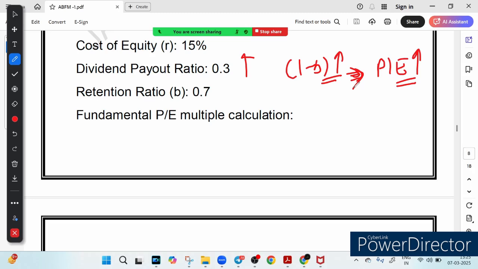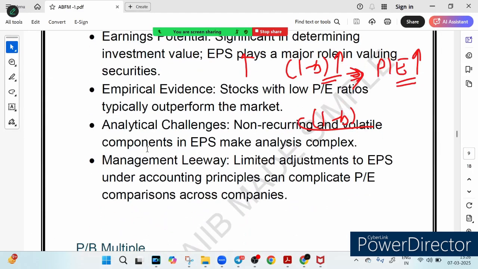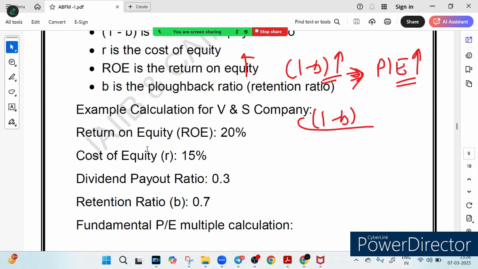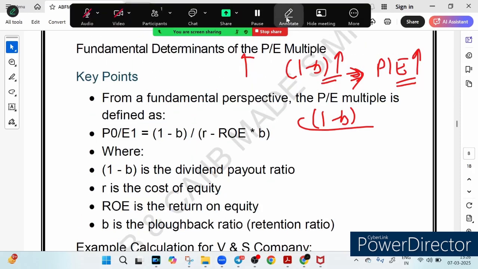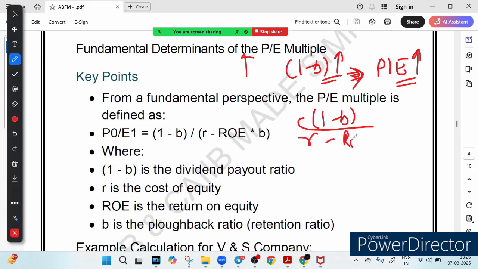And if the company reinvests some profit, that means if the retention ratio is higher, its PE depends on whether those investments generate high return. So a company with high ROE and low cost of equity, you see this ratio carefully. Let me show you the equation. This is the equation: 1 minus b upon r minus ROE times b, right? This r is the cost of equity, and this ROE is the return on equity.